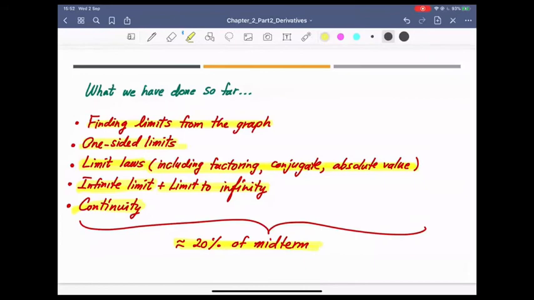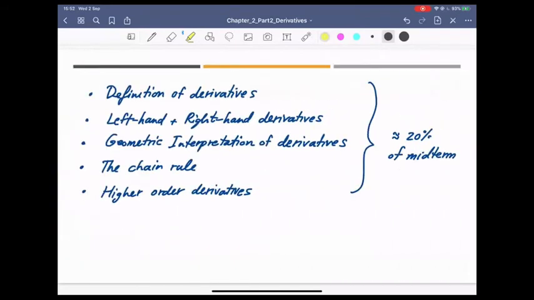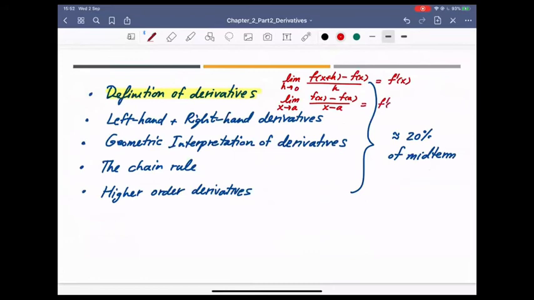Next, in week number 3, we learned the definition of derivatives. You learned that we can use the limit of f(x+h) minus f(x) over h, where h goes to 0, or we can use the limit as x goes to a of f(x) minus f(a) over x minus a. They are equivalent. This is the definition of derivative at the point a. You should be able to find a derivative by using the definition.